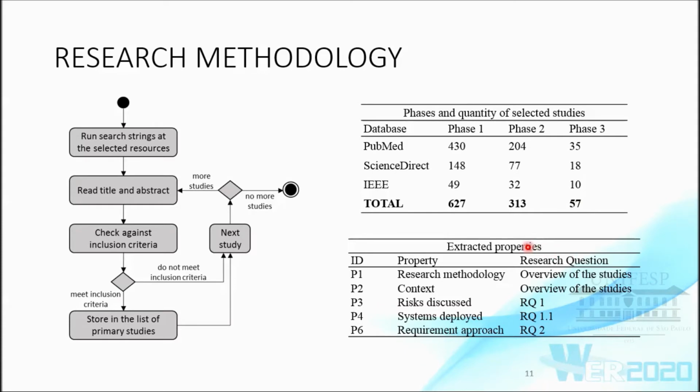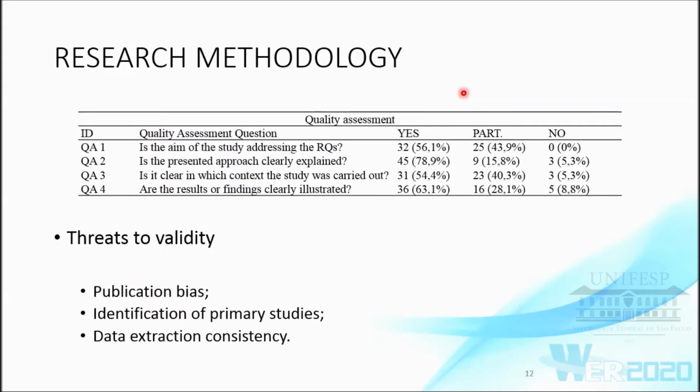And the properties we aimed to extract from those studies were those: research methodology, context, risk discussed, systems deployed, and requirements approach. To verify the quality of the study selections, we performed this quality assessment, asking this question: is the aim of the study addressing the research question? Is the presented approach clearly explained? Is it clear in which context the study was carried out? And are the results or findings clearly illustrated? And the threats to validity we considered was publication bias, identification of the primary studies, and data extraction consistency.